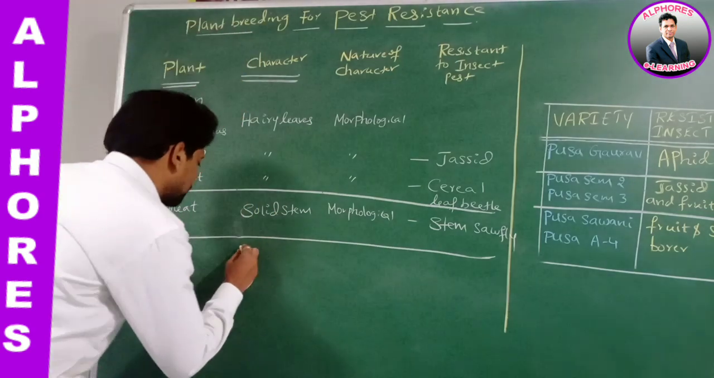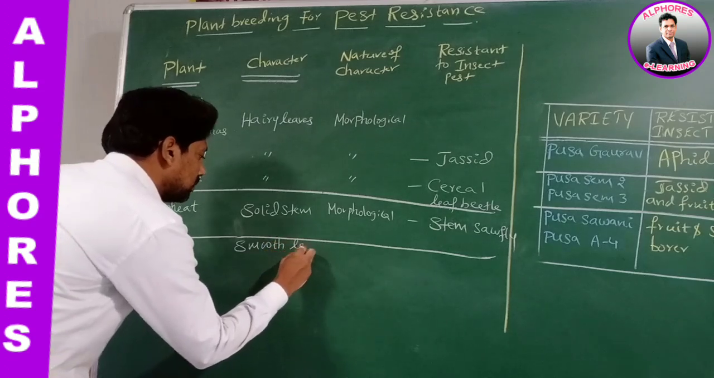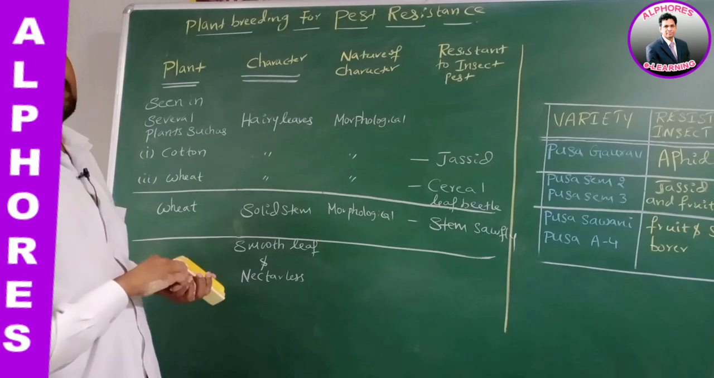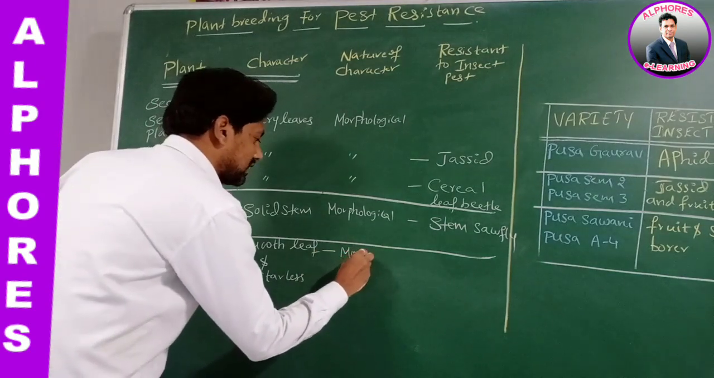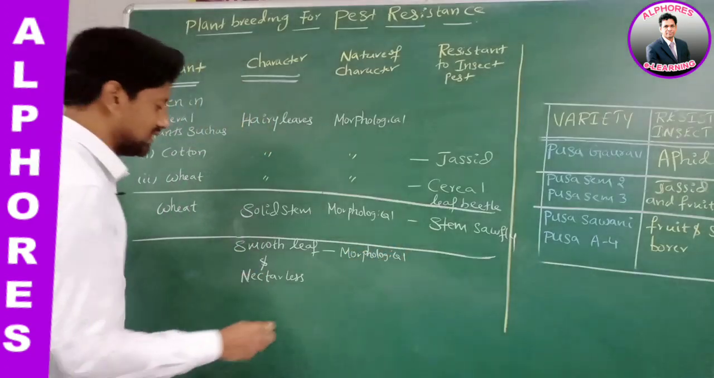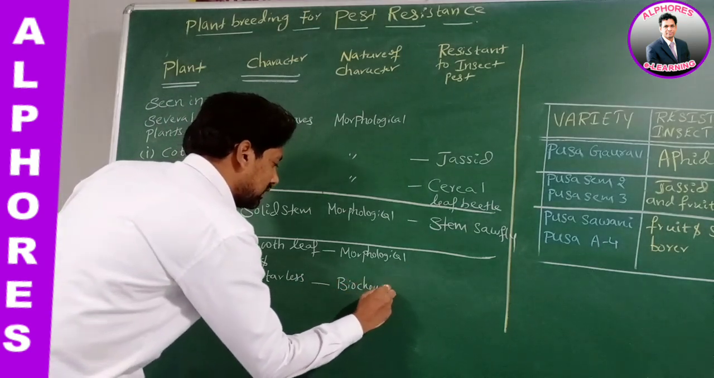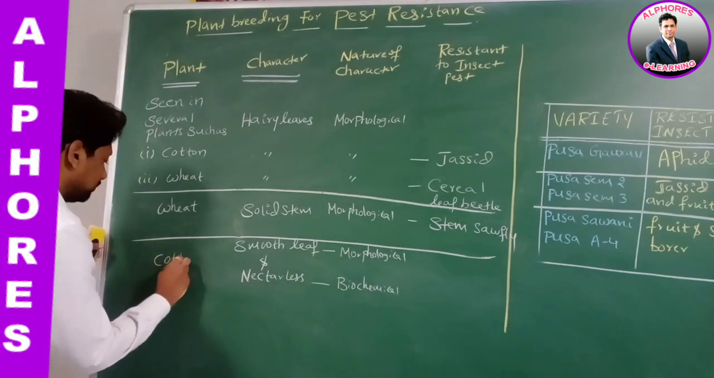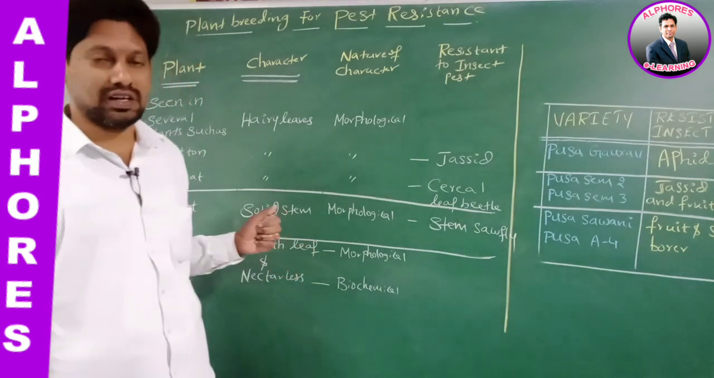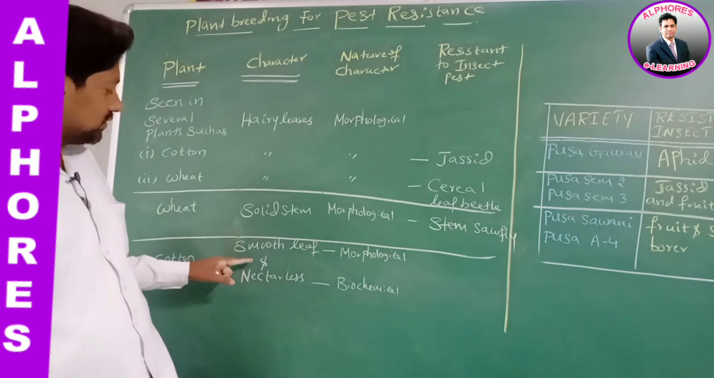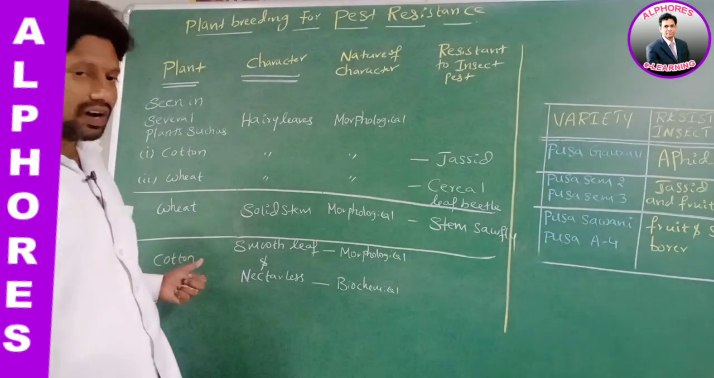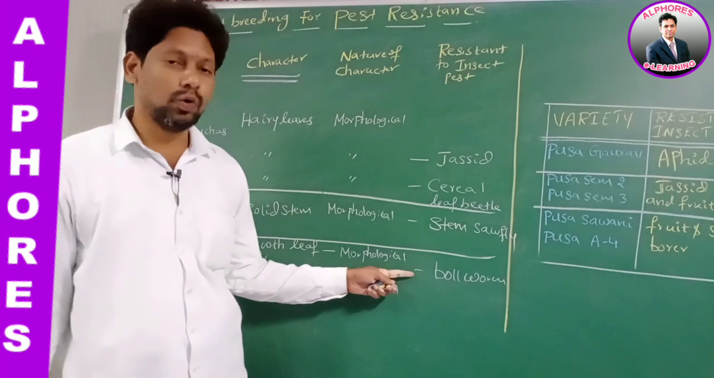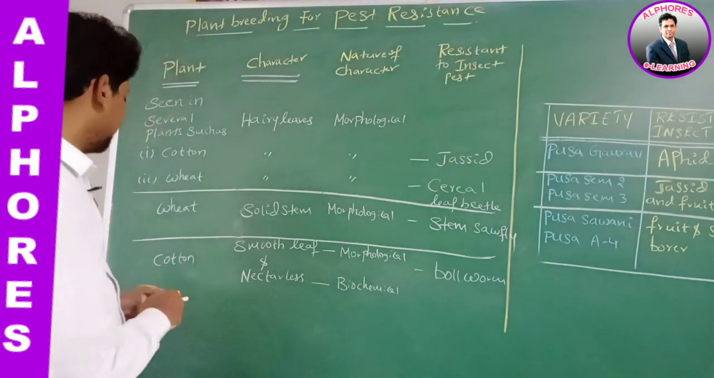What is the next character? Smooth leaf and nectarless. Smooth leaf is a morphological character, whereas nectarless is a biochemical character. Where can we see this smooth leaf and nectarless character? In the case of cotton. Is it okay? Therefore, smooth leaf and nectarless in cotton makes cotton resistant for which pest? Bollworms. Is it okay? Now go for the last character.